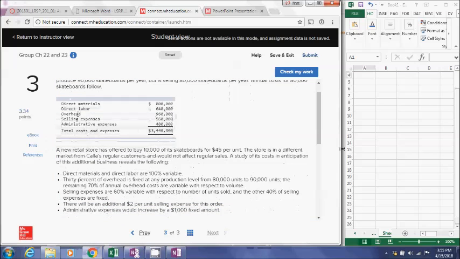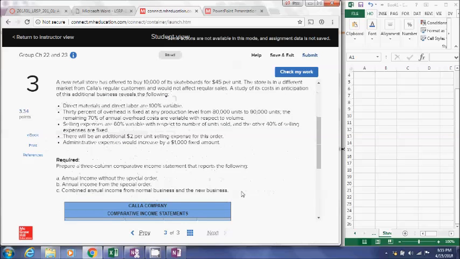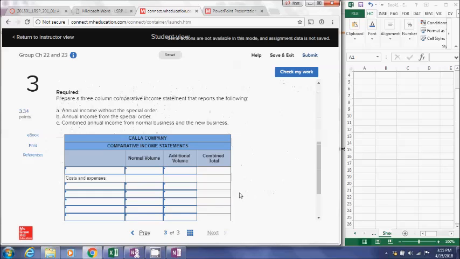30% of overhead is fixed, which means that 70% of it's variable. Good, because we know we need to find variable cost. Selling expenses are 60% variable with respect to the number of units sold, other 40% are fixed. There's going to be an additional $2 per unit selling expense for the order. And administrative expenses would increase by 1,000 fixed amount. Remember, administrative expenses are going to be 100% fixed as they are, but that's going to go up a little bit for this one order. So they're asking us to prepare a 3-column comparative income statement. It reports annual income without the special order.